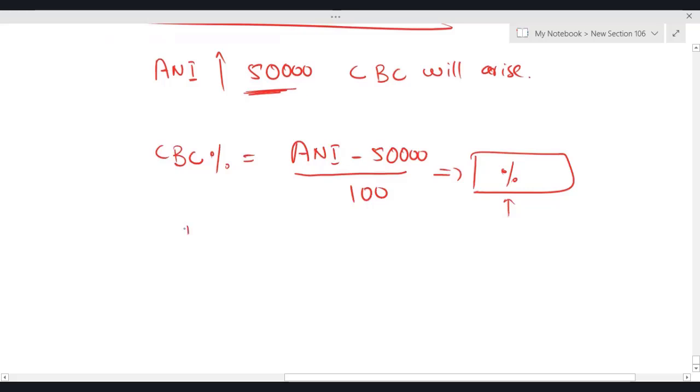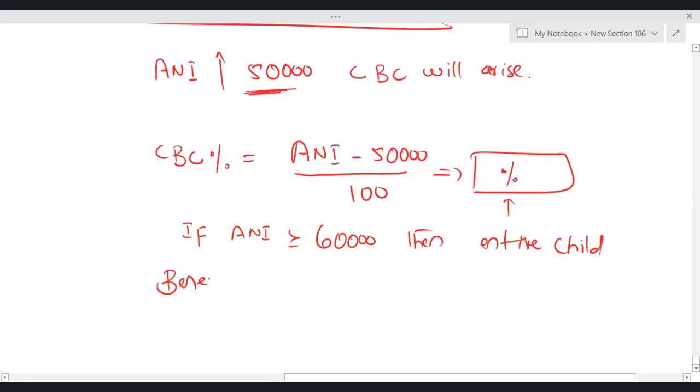Okay. If adjusted net income is more than or equal to 60,000, then the entire child benefit becomes CBC charge, because your percentage will be 100%, or it cannot be more than 100%.